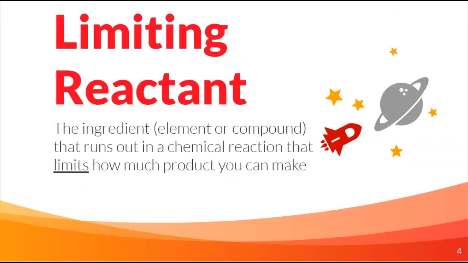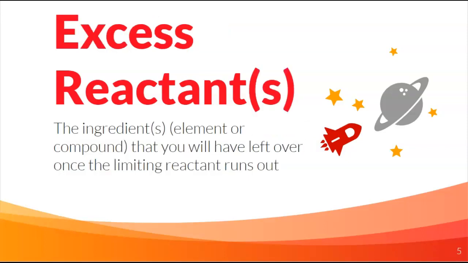Okay, the limiting reactant is the ingredient, or of course, we're in chemistry, we're usually not talking about ingredients or food. We're talking about elements or compounds that run out in a chemical reaction. And so it limits how much of your product you're going to make. Okay, and then to go along with that, there's called excess reactant or reactants, because there might be more than one, right, with our marshmallows and our chocolate chips. This is the ingredients or the elements or compounds that you have left over because your limiting is going to run out and there might be some of the other stuff that didn't quite get used up.